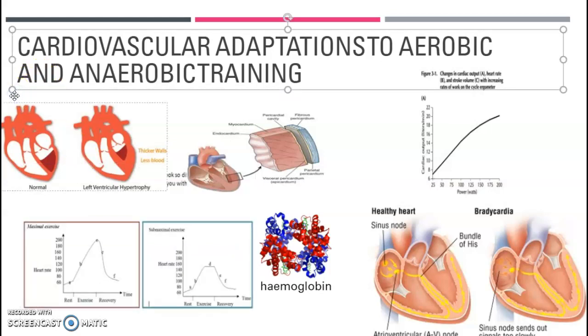As you can see on this page, the normal heart and then the left ventricle hypertrophy, so there's a thicker wall, and so there's less blood. And on the graphs you can see that with maximal exercise there is a higher heart rate, however during submaximal exercise the heart rate is lower. And you can see in the graph to the top right that as the power increases, so the exercise intensity, the cardiac output also increases, and then it sort of lowers off slightly as it gets to the top.